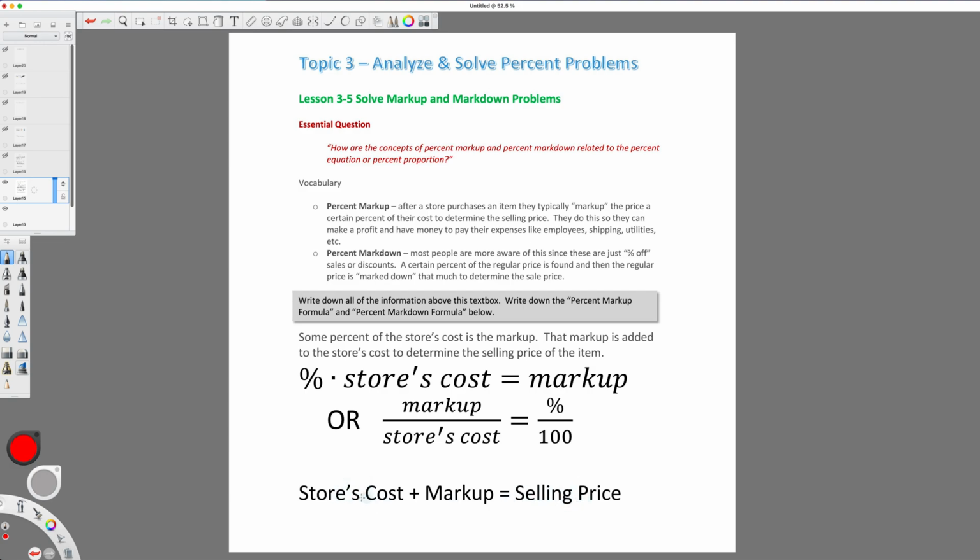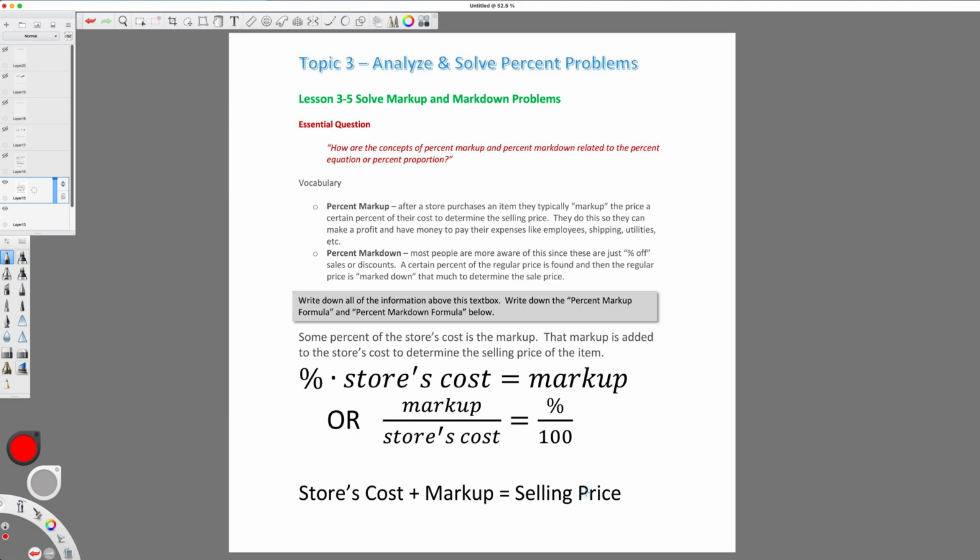You don't see the cost that the store paid typically, and you don't see the markup. All you see is the selling price. But all this happens behind the scenes. So if we are told the store's cost and this percent, we can simply multiply them to get the markup, and then we can add that markup onto the store's cost to figure out what they're selling it for.